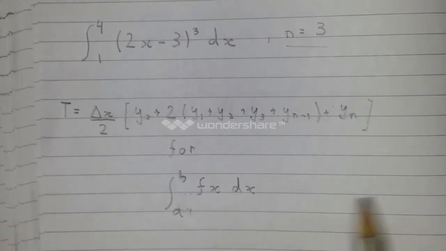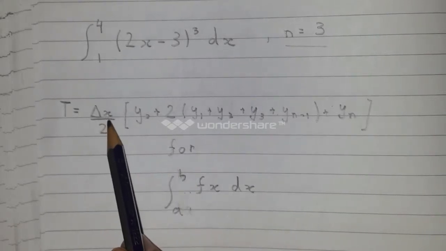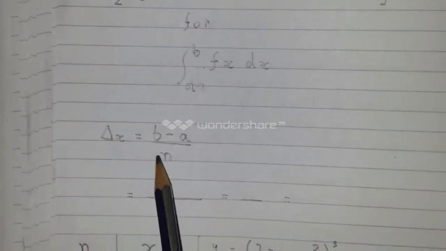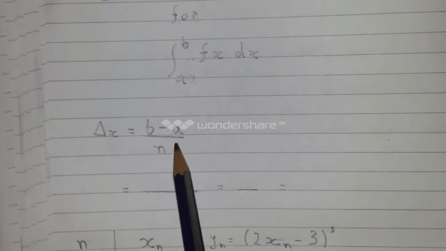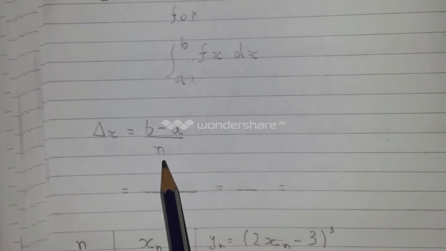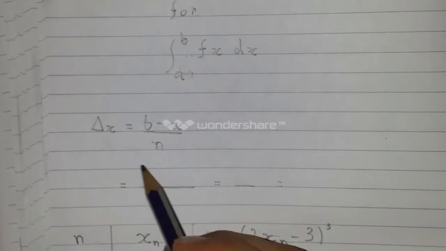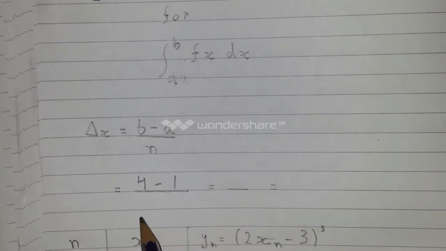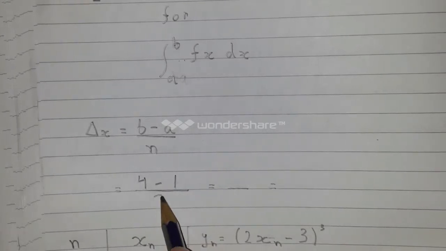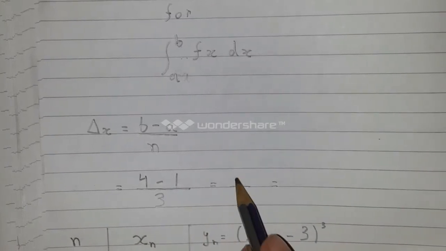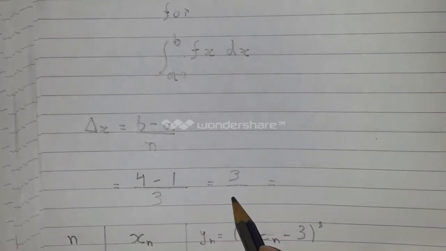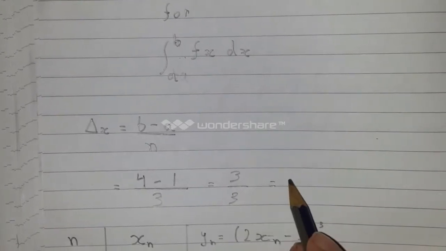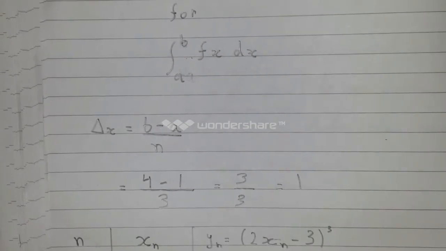Now, first of all, let us find change in x, which is the width. To find that, we will subtract the lower limit from the upper limit, divided by the number of sections that we need. In this case, the upper limit is 4, the lower limit is 1, and the number of sections that we need is 3. So when we simplify this, 4 minus 1 is 3, divided by 3. 3 by 3 cancels out, which leaves us with 1.